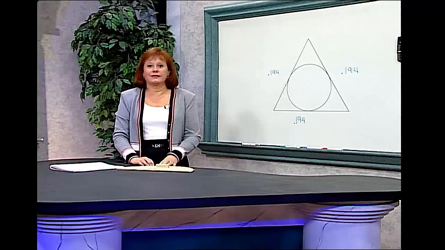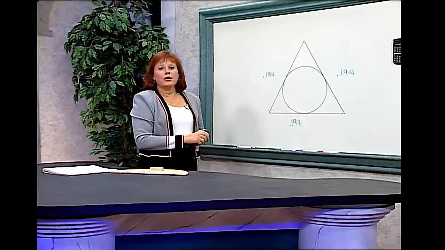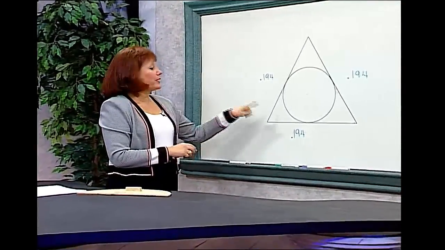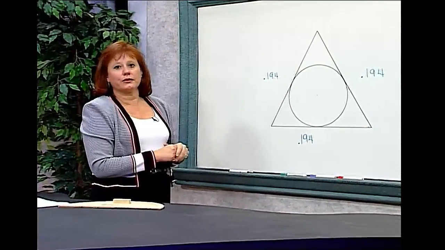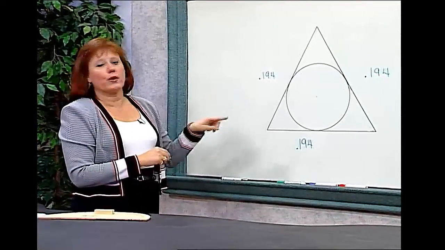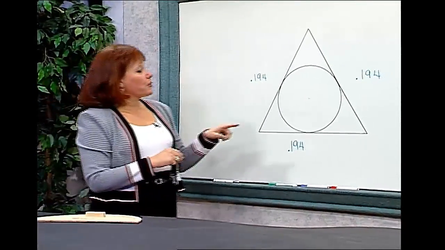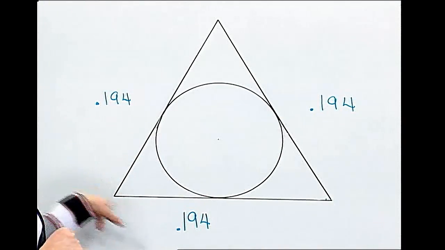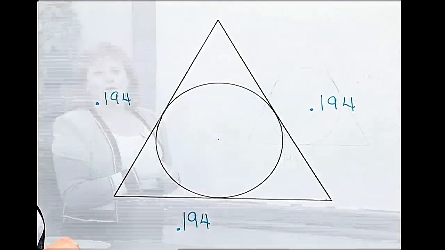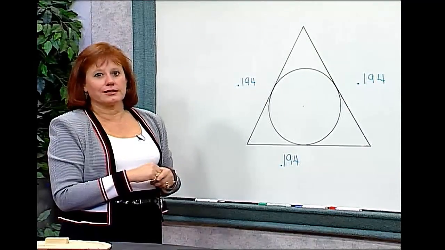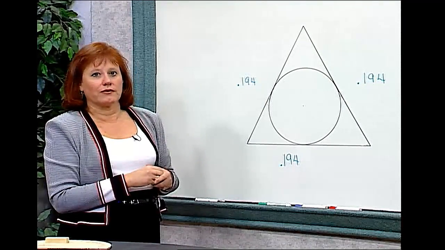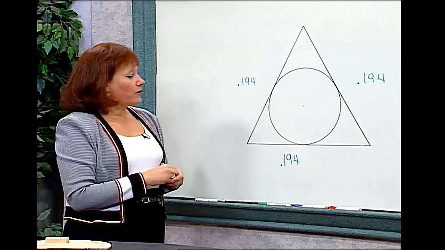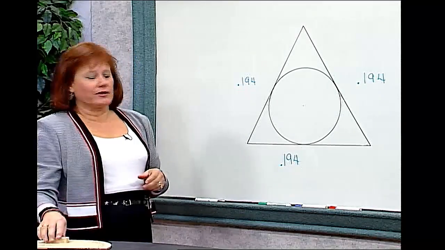In our second example, we're trying to figure out what size pin will fit inside an equilateral triangle with sides equal to 0.194. In other words, we want to know the diameter of the circular pin that will fit snugly inside this equilateral triangle. Now we're going to use two of our propositions and some facts about right triangles to help us solve this particular problem. What I really want to know is the diameter of this circle.